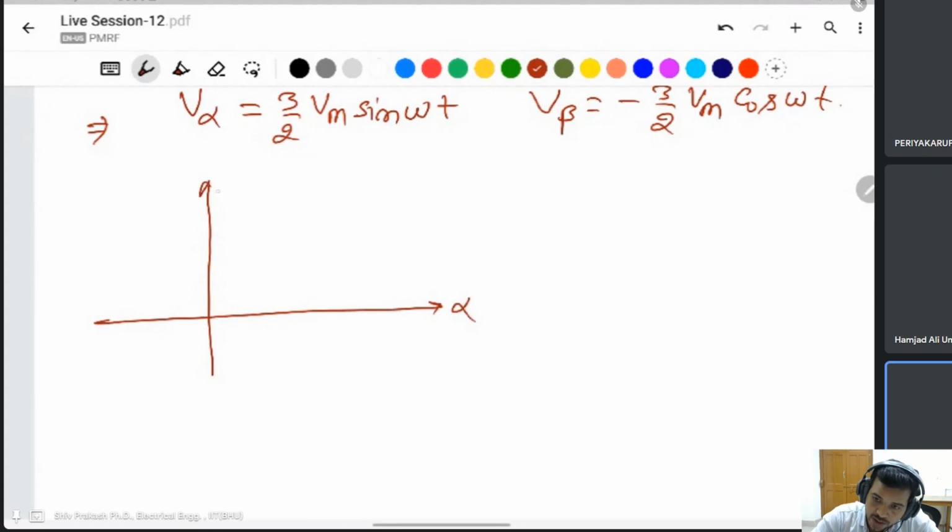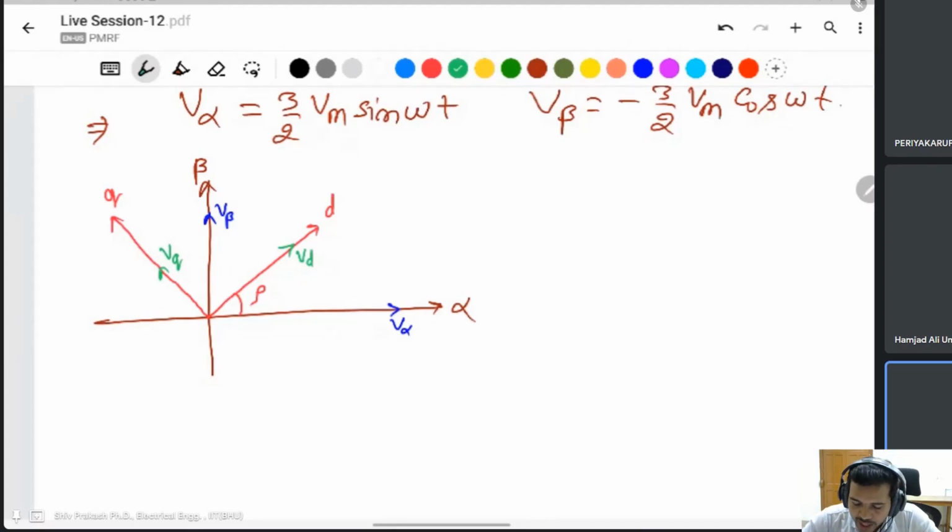This is alpha, this is beta. Then what is the dq axis? The dq axis is at some angle. You can take any notation. Here it is given as rho, so I take it as rho. Then V alpha is in the alpha direction, V beta in the beta direction, Vd will be in the d direction, and Vq will be in the q direction.